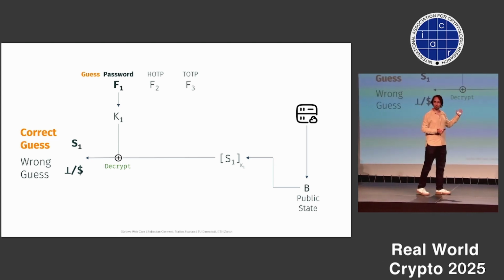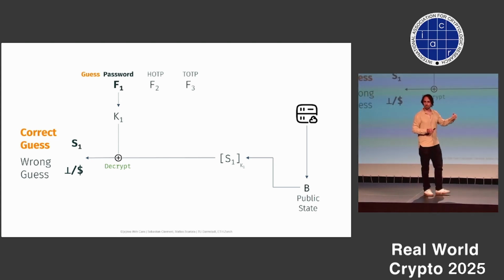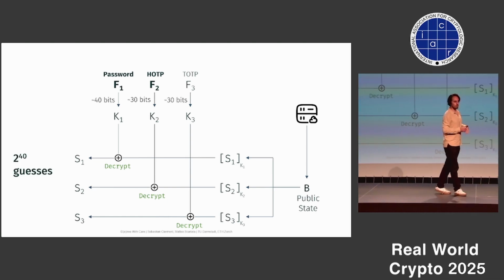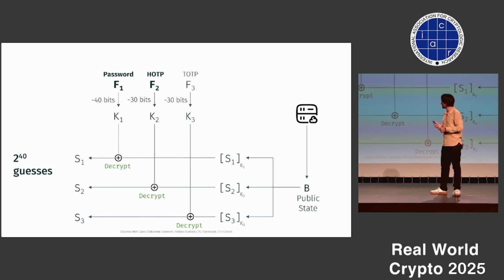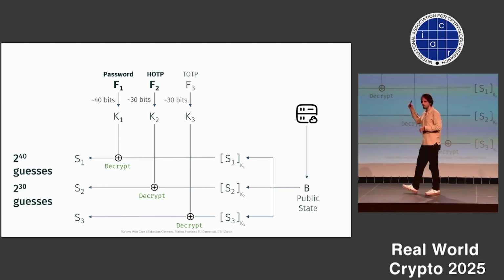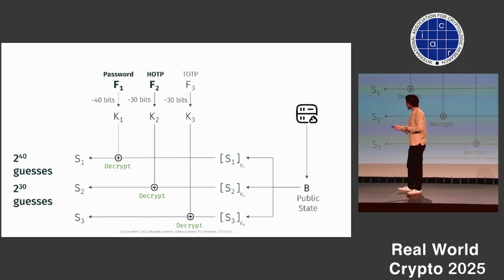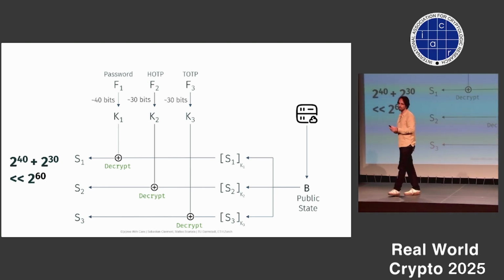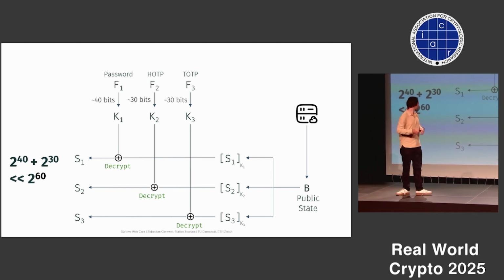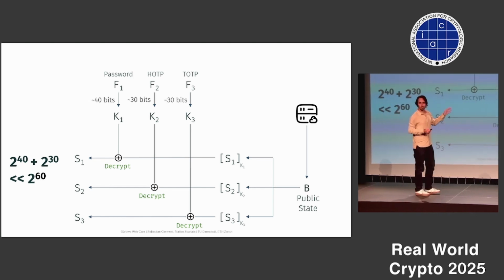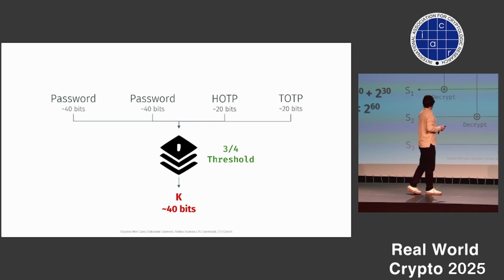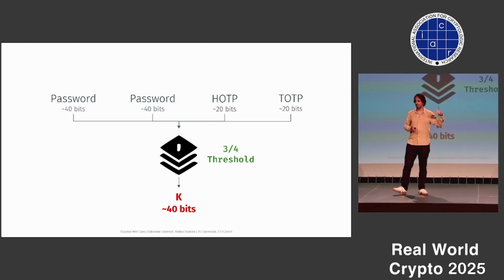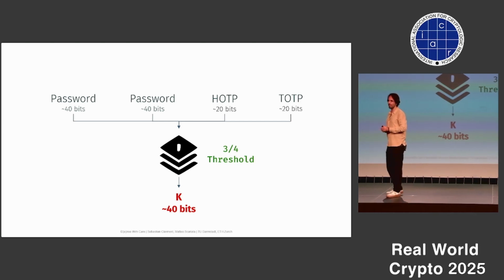And so what this means is that we can brute force factors separately. For instance, we could brute force all the 2^40 possible passwords and all 2^30 possible HOTPs. And this would give us an entropy of 2^40 plus 2^30, which is much smaller than 2^60. Okay, so clearly something here went wrong, because we get a security level much lower than what we would have expected.